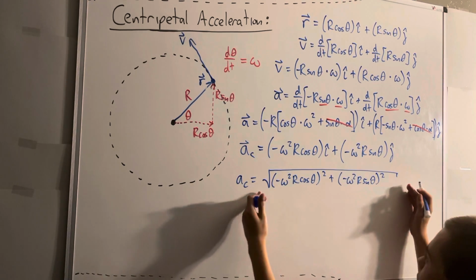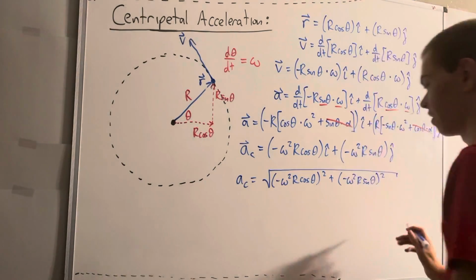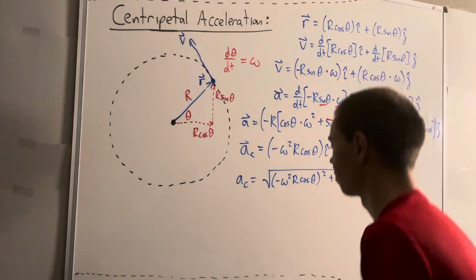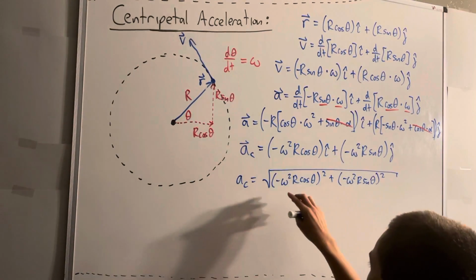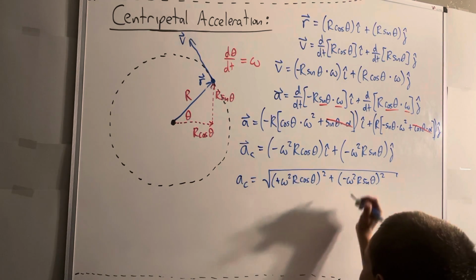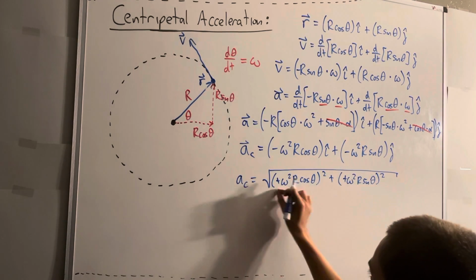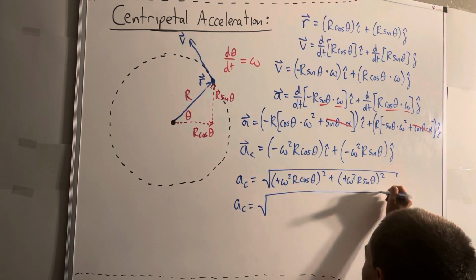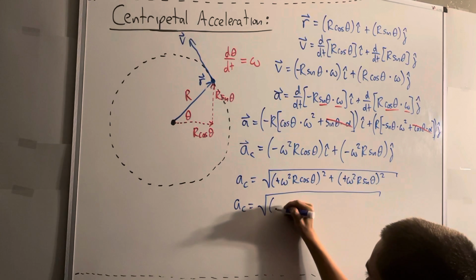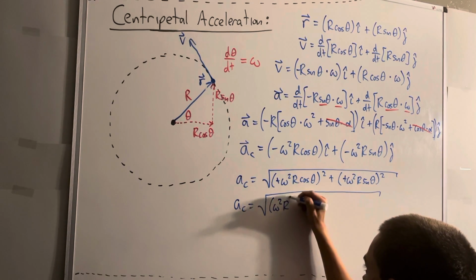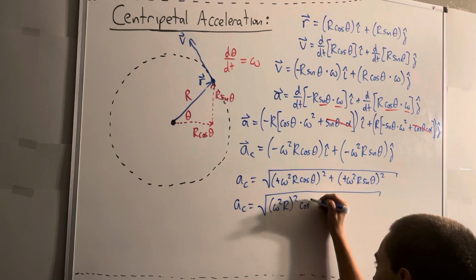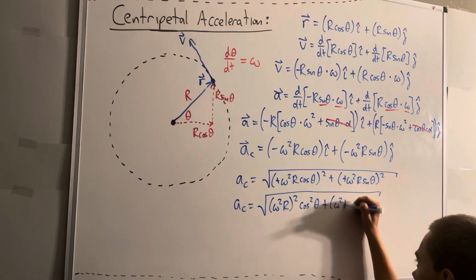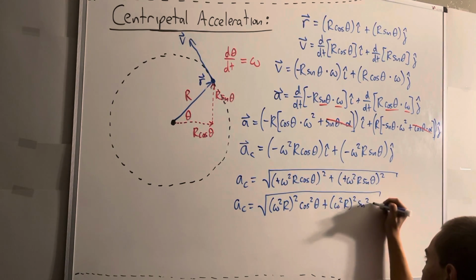Okay, so now we've got to simplify this. How can we do that? We're going to keep our lives simple. When we're squaring something negative, it's the same thing as squaring the positive version of it, so let's just call that positive. Really, this is the same thing as omega squared r squared times cosine squared theta, just roll with this, plus omega squared r squared sine squared theta.